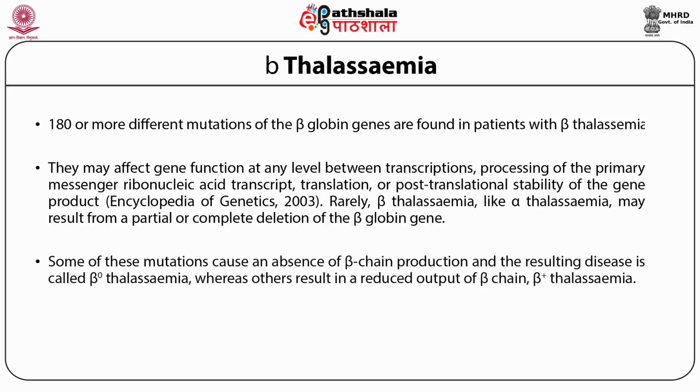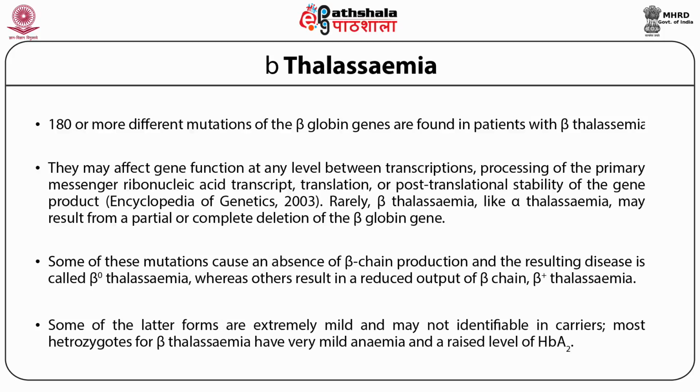Some of these mutations cause an absence of beta chain production, and the resulting disease is called beta-zero thalassemia, whereas others result in a reduced output of beta chain, beta-plus thalassemia. Some of the latter forms are extremely mild and may not be identifiable in carriers. Most heterozygotes for beta thalassemia have very mild anemia and a raised level of HbA2.